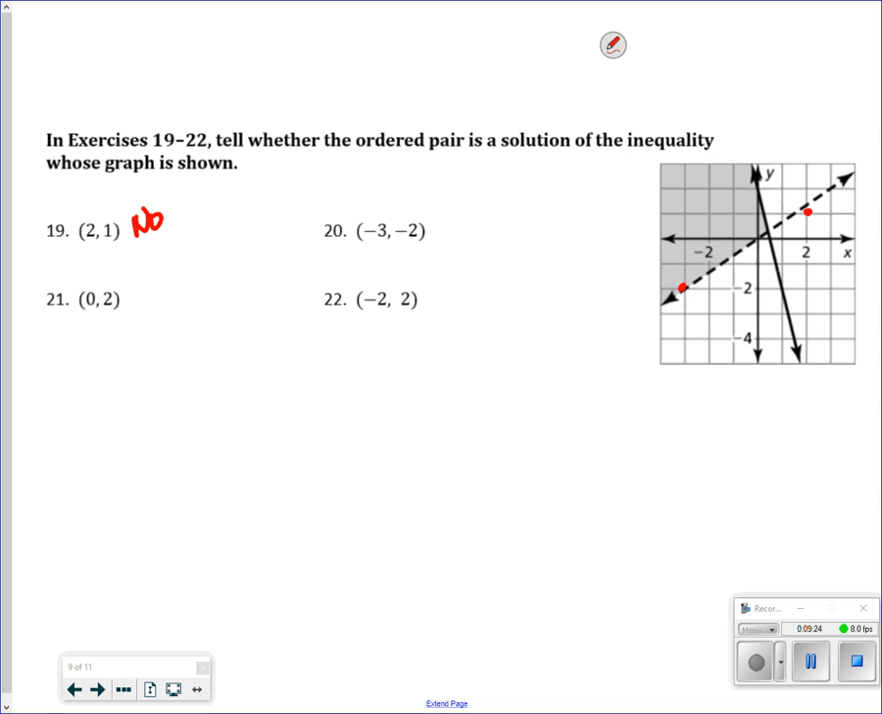(-3, -2). Ooh, bit of a trick question. It's on a dashed line, so therefore it's a no. (0, 2). It's on a solid line. That's a yes. (-2, 2). That's a yes. It's in the shaded region.